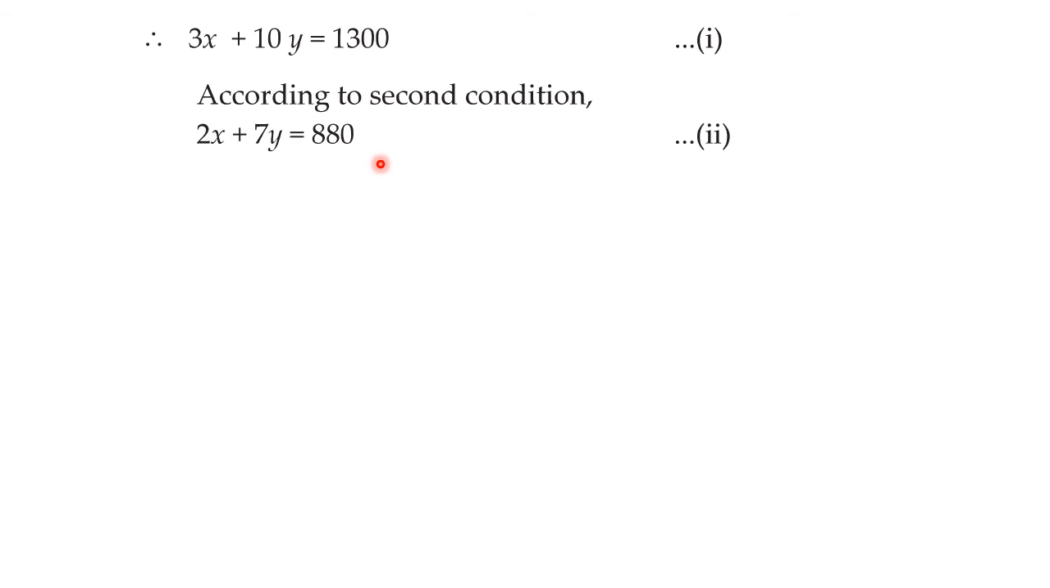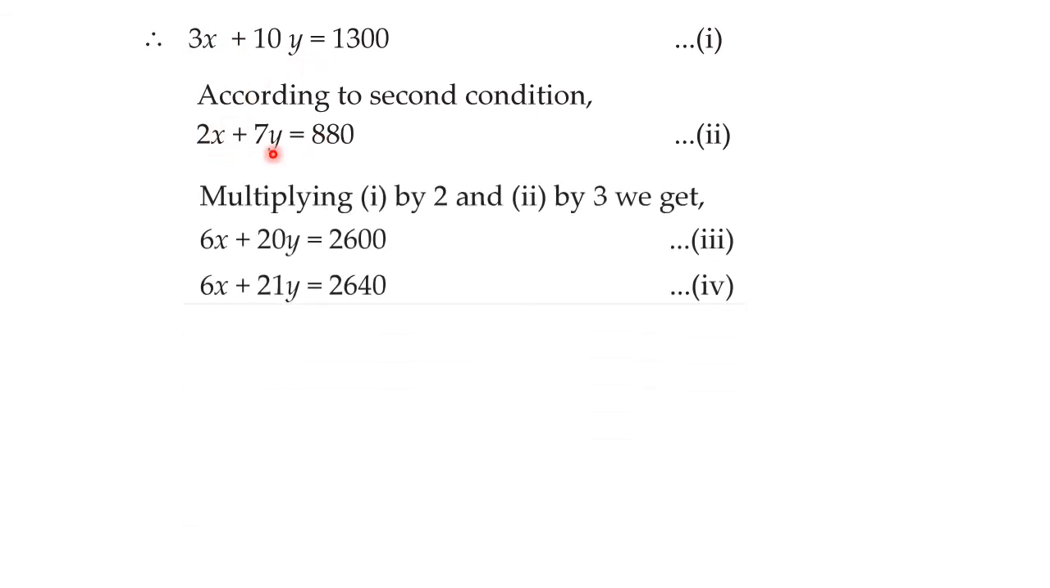As I have said, you can go for any method, but always the method of elimination is very easy. So let us equate here. See, equating this will be difficult here. Multiplying by 7 and multiplying by 10, we will get huge numbers. So instead, let us equate the coefficient of x. So here we will multiply by 2 and here we will multiply by 3. So multiplying equation 1 by 2 and equation 2 by 3.